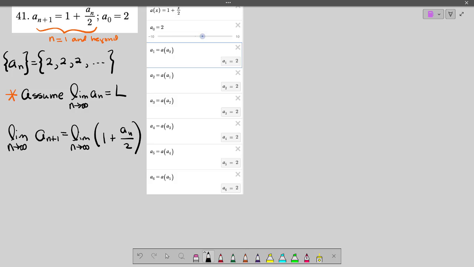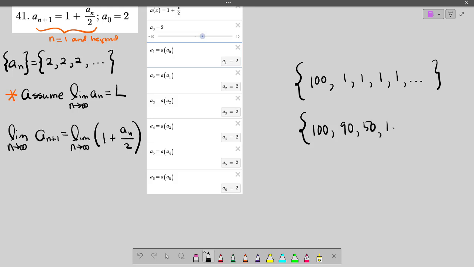If you have two sequences that have the same tail, and the front numbers are a little different, the limit's the same. For example, if we have this sequence that's 100, and then 1, 1, 1, 1, etc., and then this sequence that is, let's suppose, 100, 90, 50, 1, 1, 1, 1, etc.